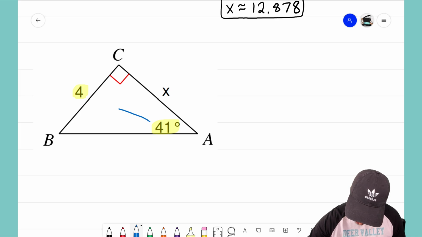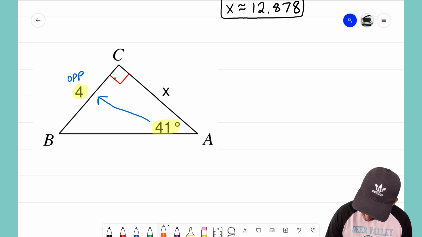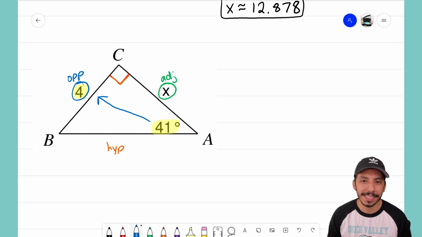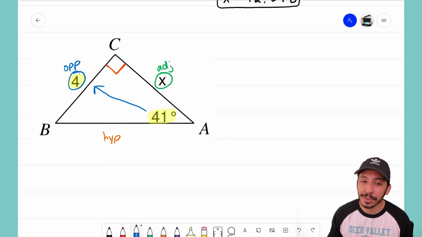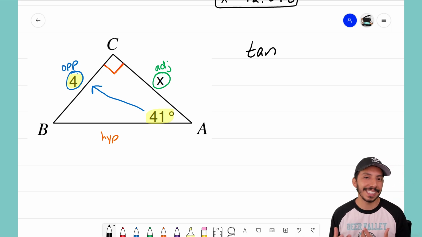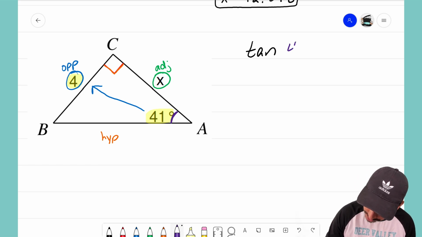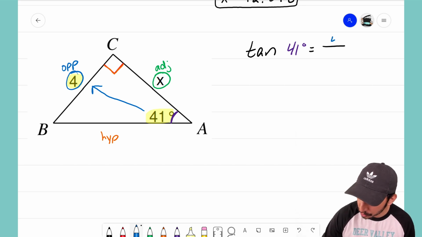Well, to figure out what I need to use, I'm going to start labeling my sides. That is the opposite side. I'm going to trace my 90-degree angle that points to my hypotenuse, which means x over here is the adjacent side. So I have adjacent, I have opposite. The only trig function here that uses opposite and adjacent is our tangent ratio. So let's set that up. Tangent of my reference angle, which was 41 degrees, equals opposite over adjacent, which will be 4 over x.